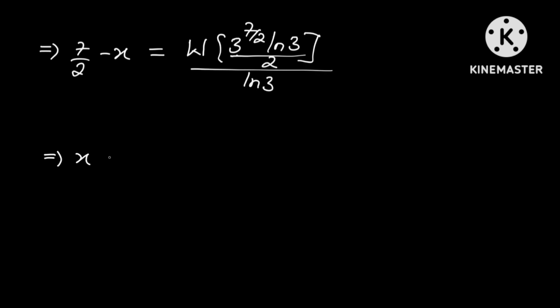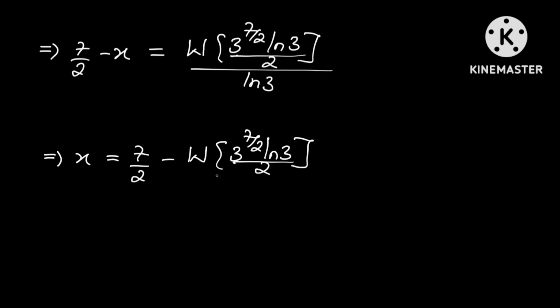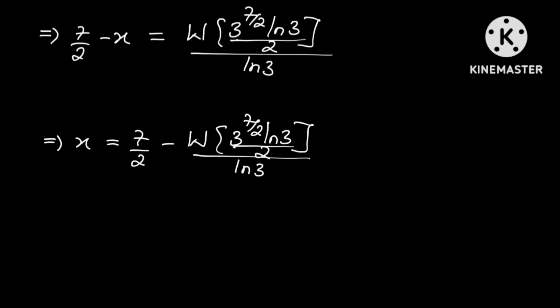And so x is equal to 7 on 2 minus W of 3 raised to the power 7 on 2 times ln 3 divided by 2, all this divided by ln 3. You can leave your answer in this form, or you can write it in decimal notation using the Lambert function calculator. And in decimal notation, x is equal to 1.3343 to 4 decimal places.